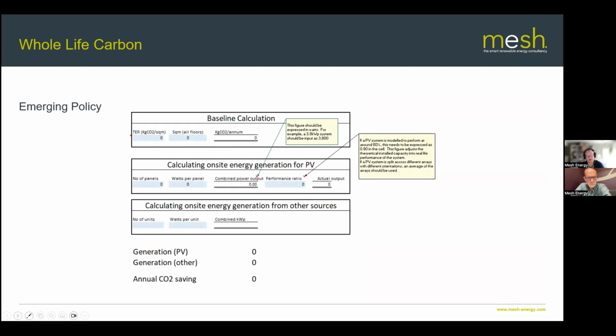So we've got a couple of emerging policies or methodologies, and there are variations on this, and it probably will normalize over time once the evidence base builds up, and then it gets revisited. So really, the first one is looking at the target emission rate, the number of panels and the watts per panel, and then understanding on a very simple level the annual CO2 savings that can be done. So this is almost a very light approach to undertaking a feasibility study on renewable energy.